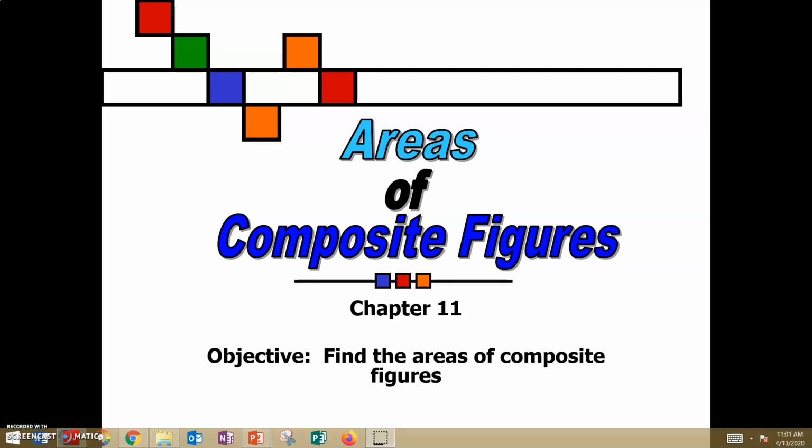Hi everyone. Today's lesson is on the areas of composite figures. Although this is not in our textbook, it fits in nicely with the area unit that we're working on, and would be roughly in chapter 11 if I had to give it a section number. So our objective is going to be to find the areas of these composite figures.